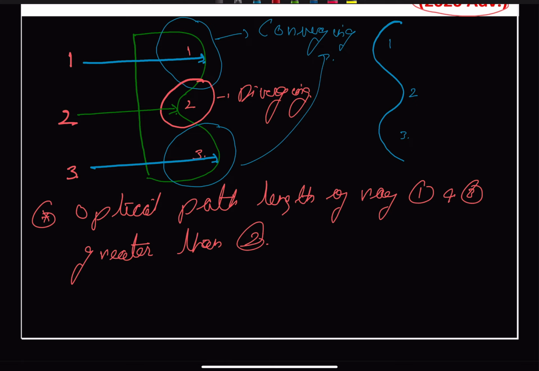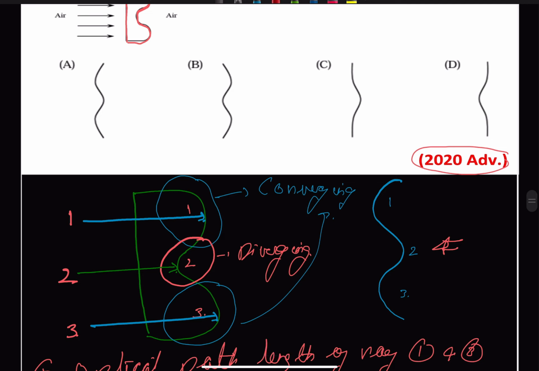So based on this, we can also say that the actual output will be like this. And for converging and diverging, I think this is sufficient. So based on this we can say the option number A is the correct one.